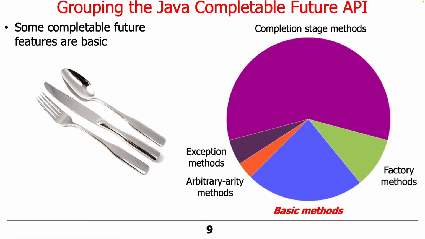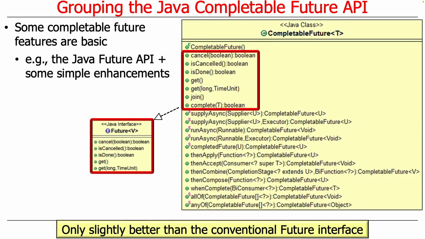So some of the Completable Future methods are very basic methods. These are the ones that come from the Java Future interface that is inherited or implemented by Completable Future. So those are the basic methods. So here's what they are. They should look very familiar to you by now. Cancel, is canceled, is done, get, and so on. And you can see that those appear in Completable Future, along with a couple of other very basic methods. Join, which is essentially a variant of get, and complete, which allows you to complete a Completable Future with a value. So those are very simple.